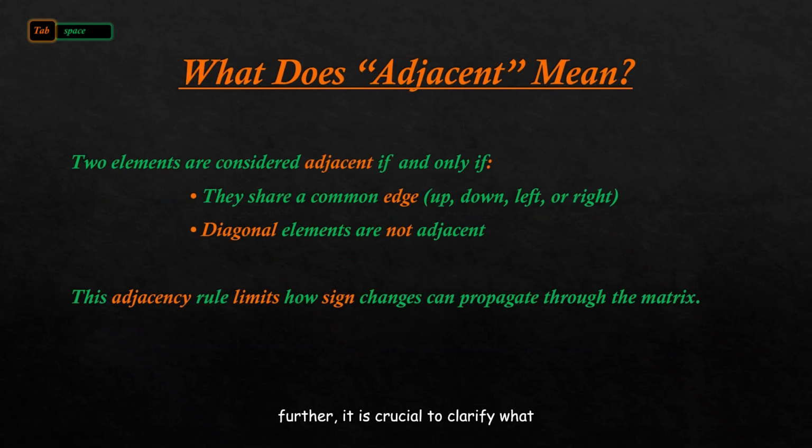Before moving further, it is crucial to clarify what adjacency means. Two elements are considered adjacent only if they share a common edge: up, down, left, or right. Diagonal neighbors do not count as adjacent. This restriction is important because it limits how sign changes can propagate across the matrix. Despite these limits, we will soon see that the adjacency constraint is still powerful enough to allow global transformations.